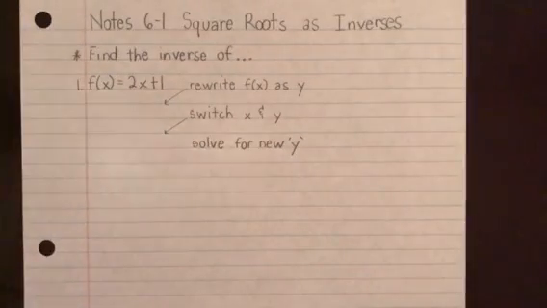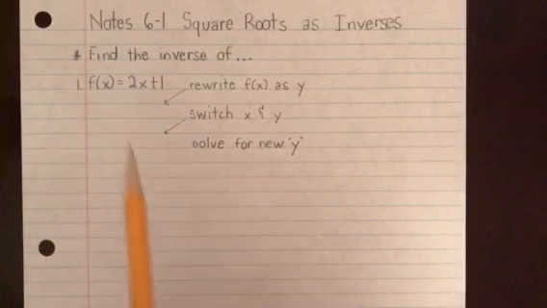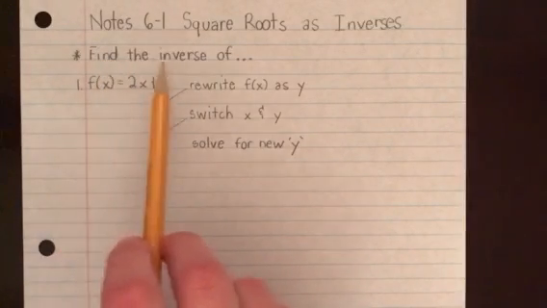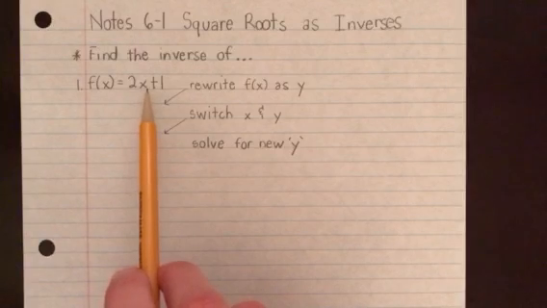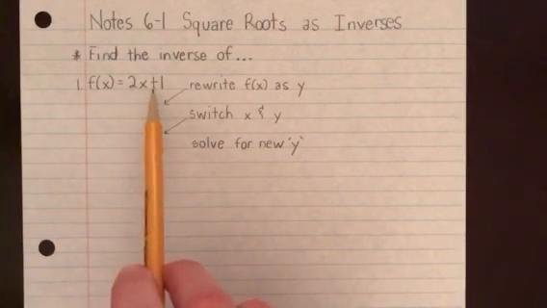All right, today we're looking at notes 6-1, square roots as inverses. So I want to refresh your memory and say, find the inverse of, first, this linear equation. So f of x equals 2x plus 1.